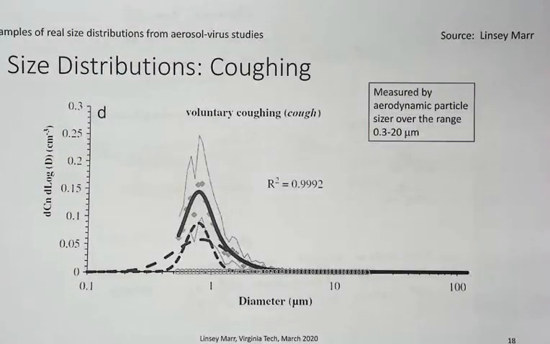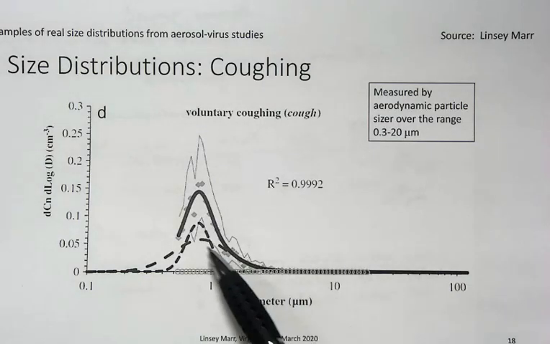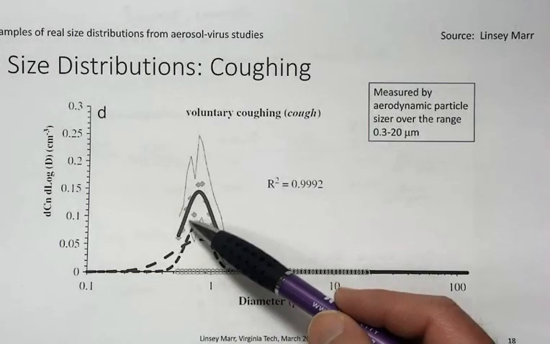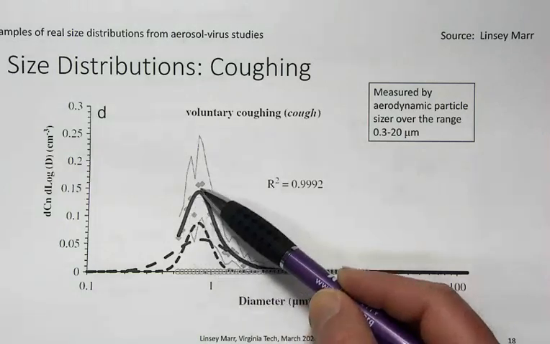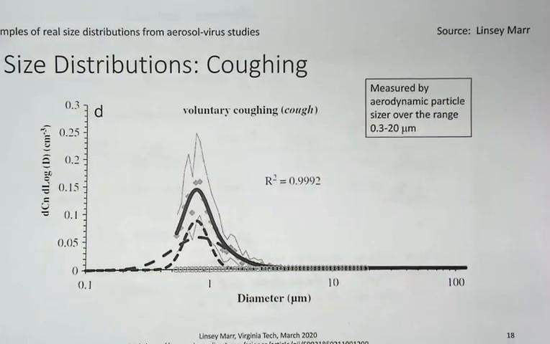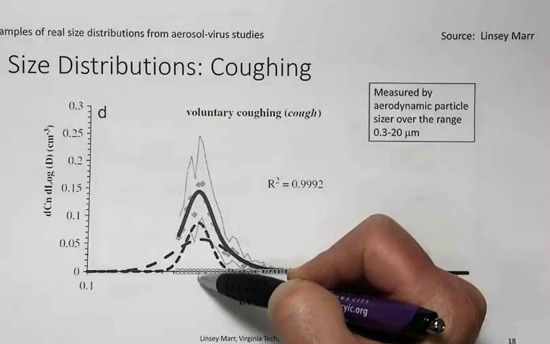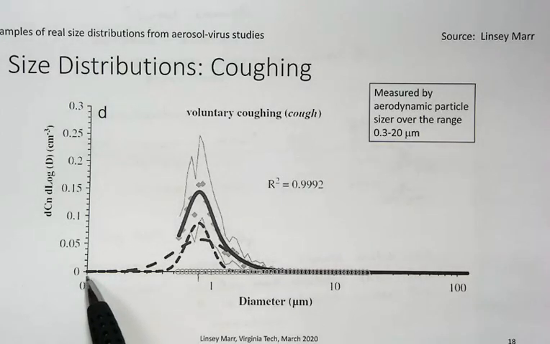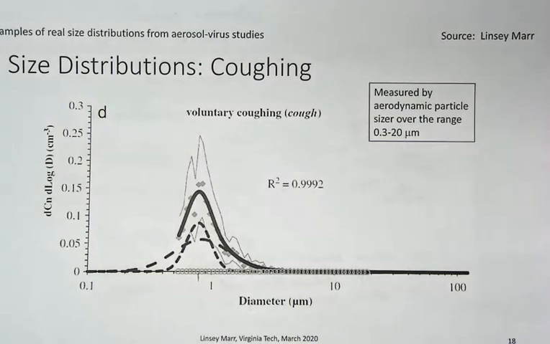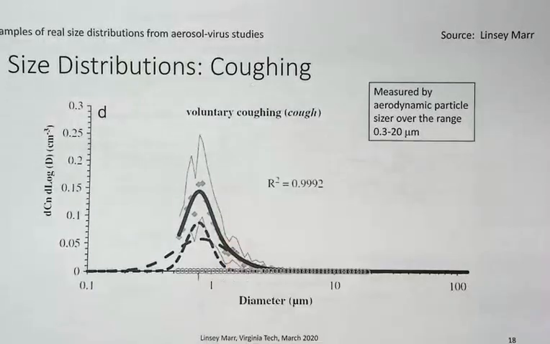I don't know what the dotted lines are. We'd have to look in more detail here, but they've got some data, right? They've got a fit of the data, and then these solid lines are some sort of uncertainty range on it. But we've got a mode that's maybe at, so that's 100, 200, 300, 400, 500, 600, about 700 nanometers is the most common size of particles emitted by coughing.